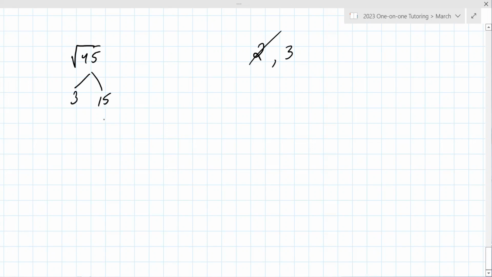You try it again. 3 goes with 5. This time you have a pair of 3s. So this becomes 3 square root of 5. Okay. So you go in order. You have to go in order. And sometimes there's many different possibilities, but you just go in order and you hope that it works out.